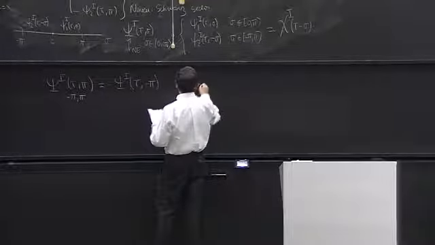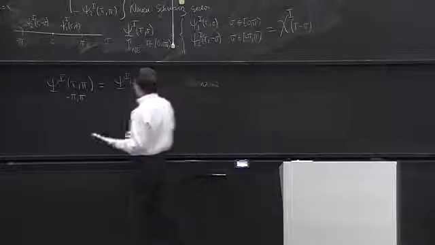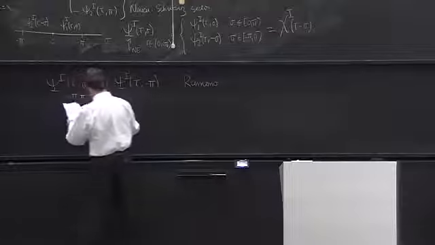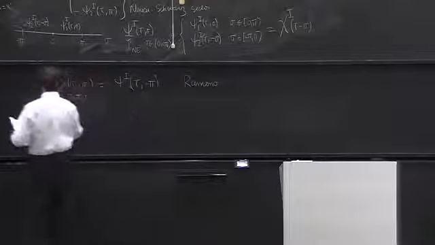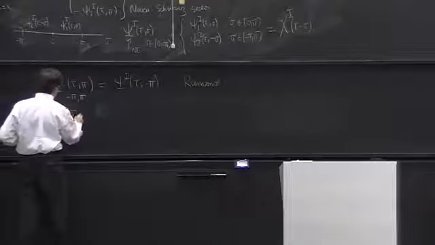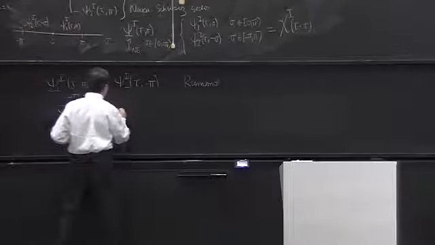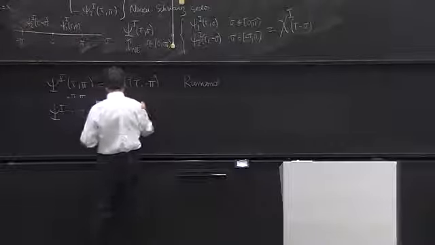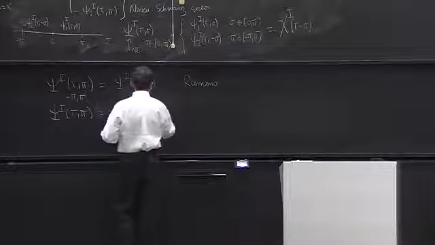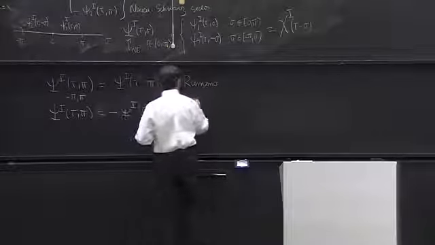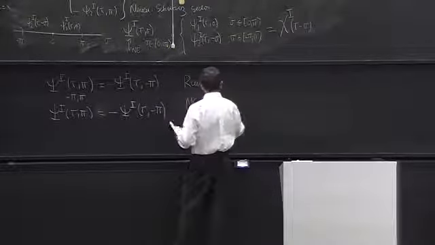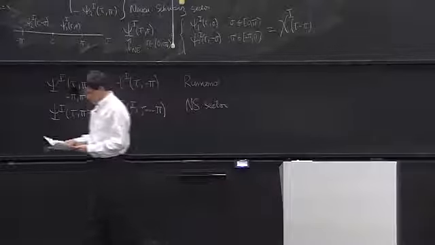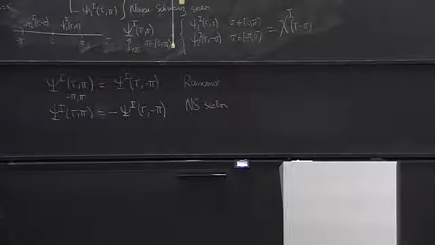which gives you the Ramond sector. And if it's equal to, I'll write it again, psi I of tau pi equal to minus psi I of tau minus pi, that is the Neveu-Schwarz sector. Please review this for tomorrow. Make sure you understand it because we're going to build on it.